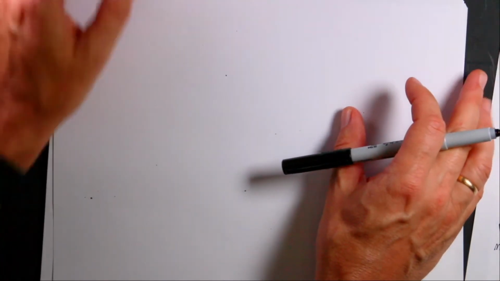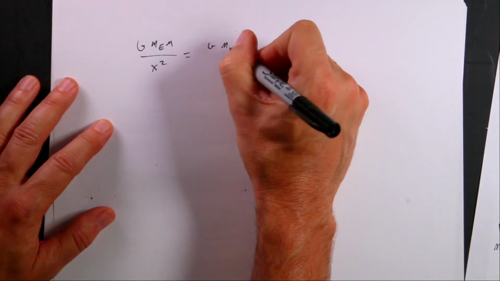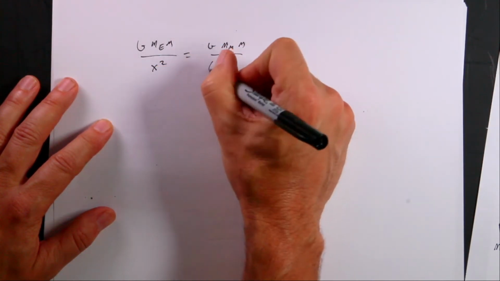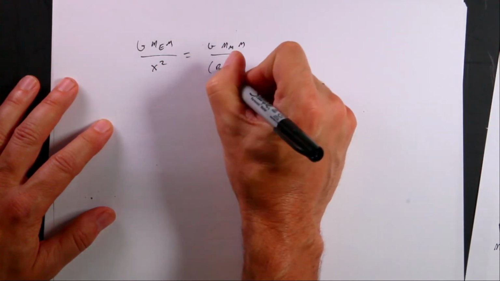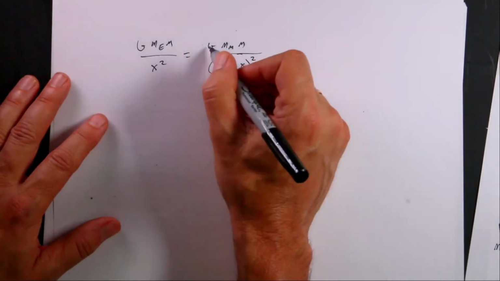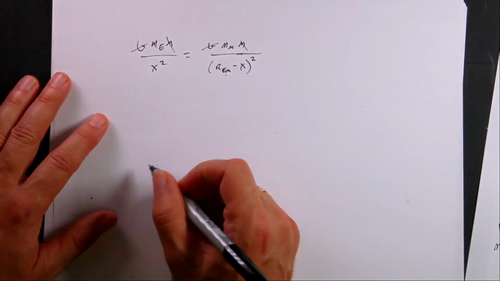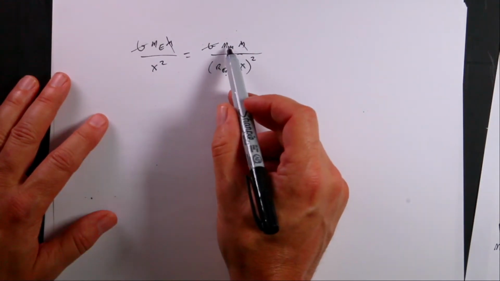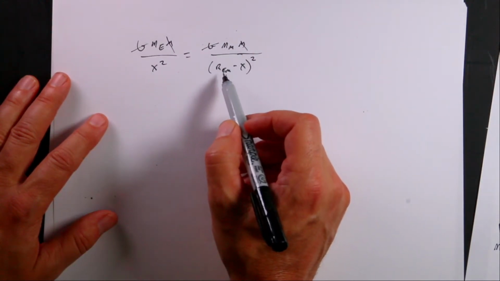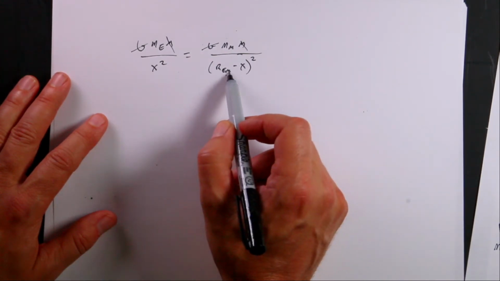So here I have G, mass of the Earth, over x squared equals G, mass of the moon, over R_EM minus x, and that's just a constant, minus x quantity squared. So the first thing I can do is some cancellation. I can divide both sides by G. I can divide both sides by the mass. So now I have M_E over x squared and M_moon over this. Now I'm going to multiply both sides by x squared and multiply both sides by this.